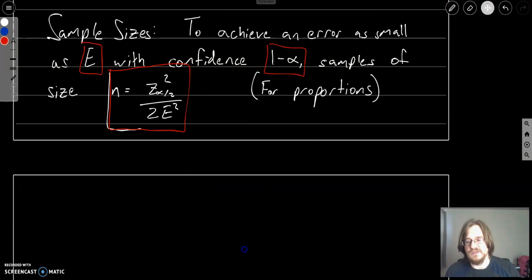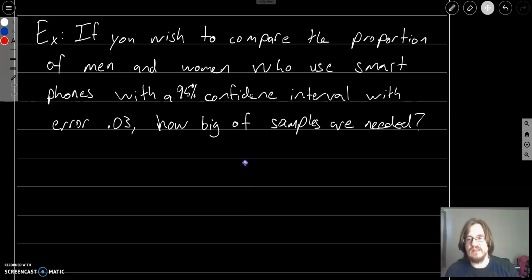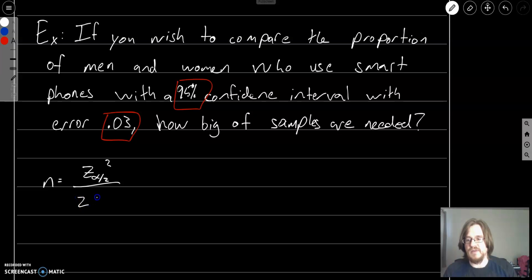So let's just apply this to an example. Let's say that we want to compare the proportion of men and women who use smartphones. So again, we're comparing proportions, and we want a 95% confidence interval, and then the error should be 0.03. So with our formula, n is equal to this critical value squared divided by 2 times e squared.